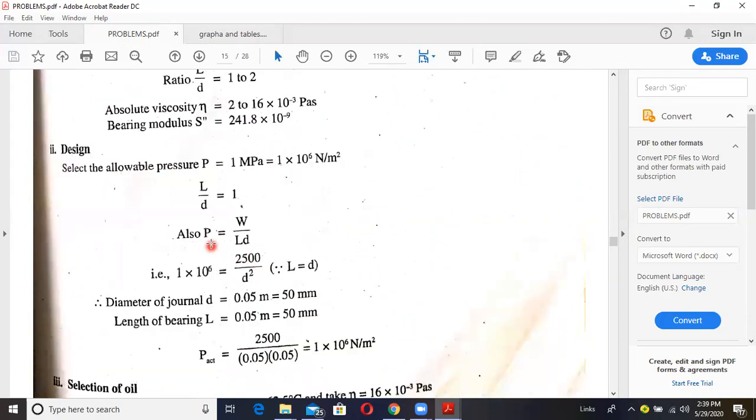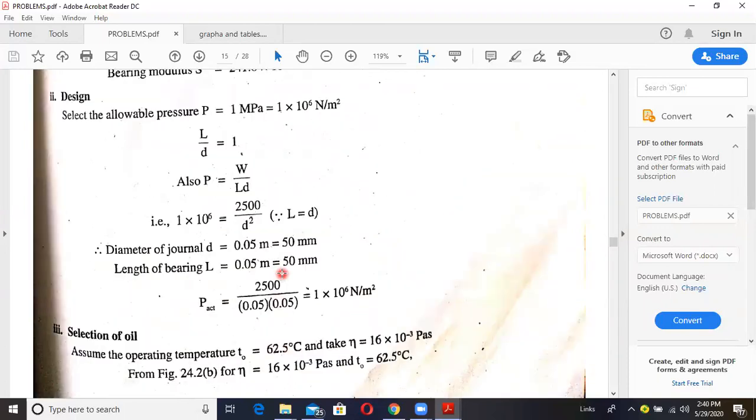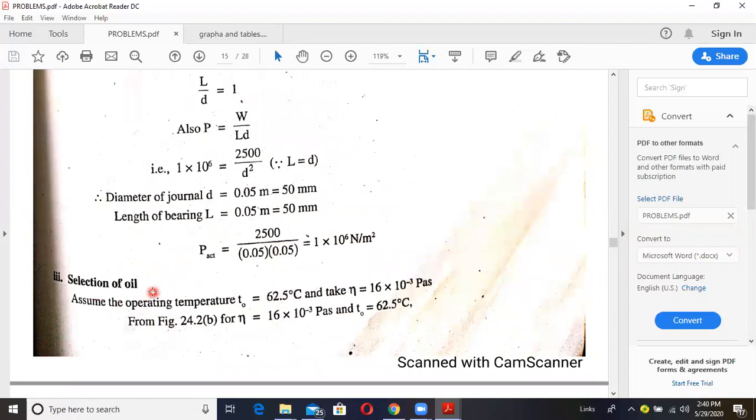Therefore we know the formula P is equal to W by L into D. Substitute P, substitute W, where L by D is equal to 1, therefore L is equal to D, then calculate D. Once you get D, substitute here. Since L is equal to D, the values of L and D will be the same. Now if you resubstitute this in the formula with W, L and D, you will get the same value as P.